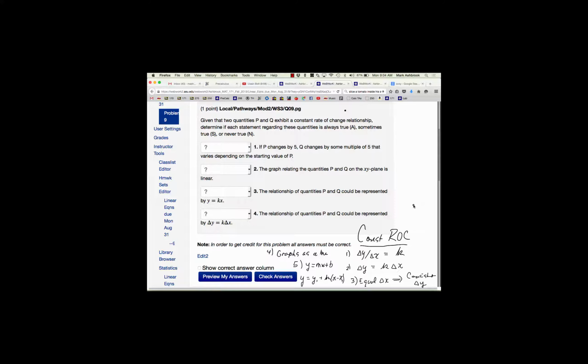Okay, let's look at number 1. If p changes by 5, then q changes by some multiple of 5 that varies. What do we think? What does that have to do with? Which of these statements does that have to do with? 1, 2, 3, 4, or 5?